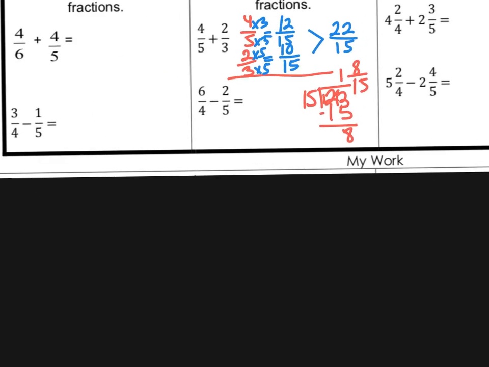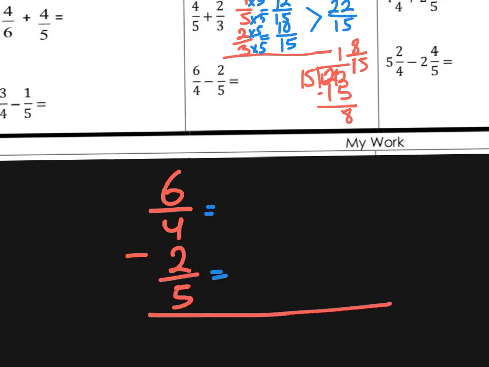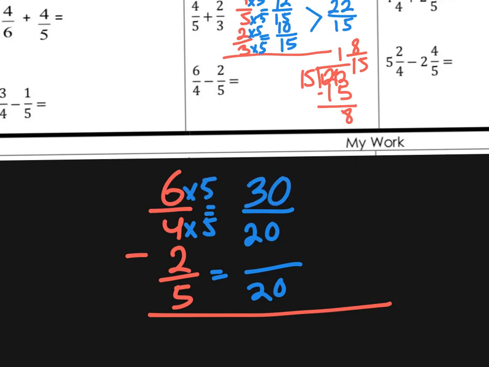For the next one is 6/4 minus 2/5. Your 6/4 is an improper fraction, and you can totally leave it that way. This will have 20 in common. This is 4 times 5 and 6 times 5. We're creating equivalent fractions. That will be 30 over 20. This is 5 times 4 and 2 times 4. That will make it 8. Now we have 30 minus 8, which gives us 22 over 20.